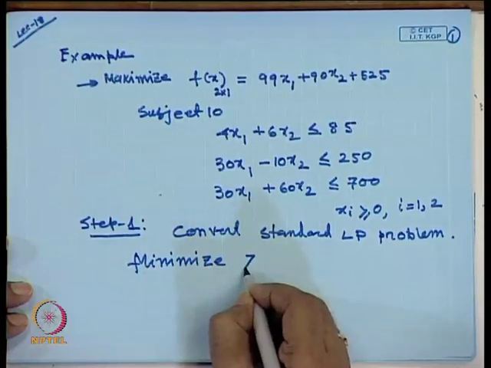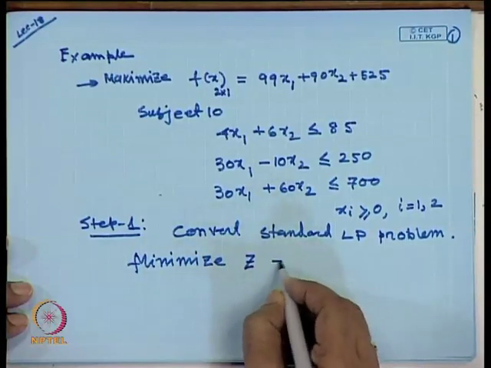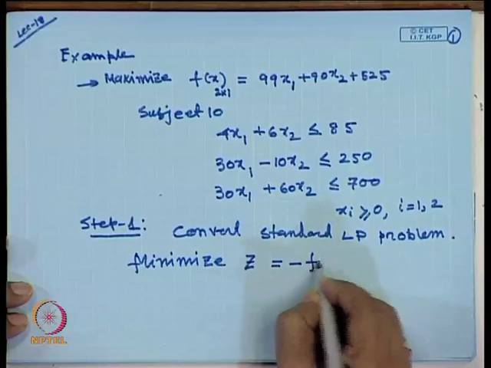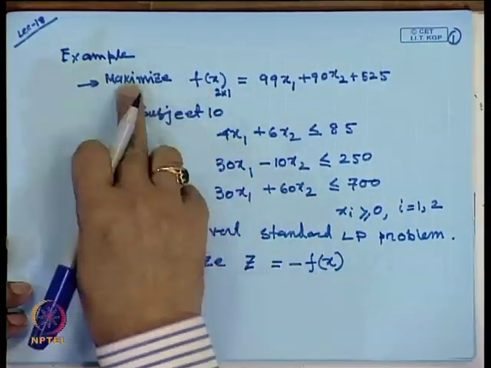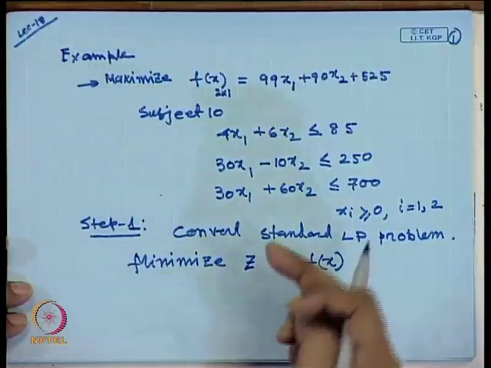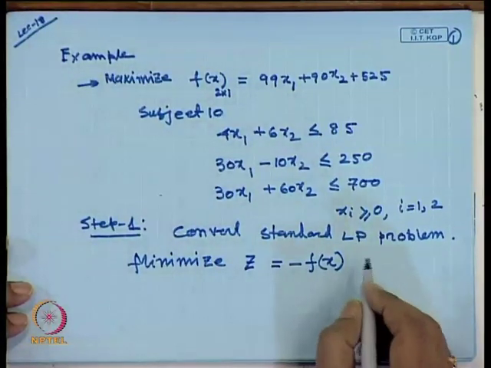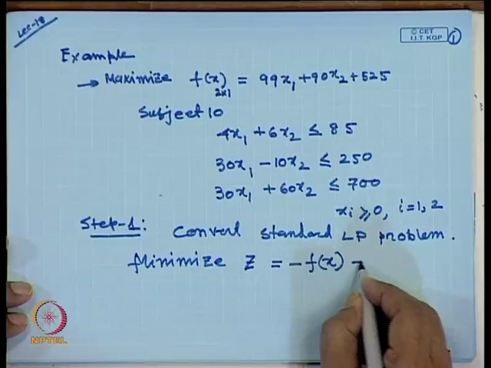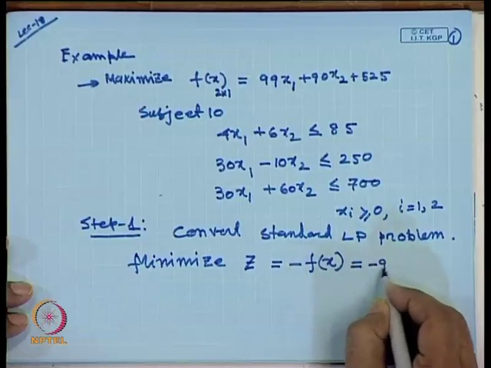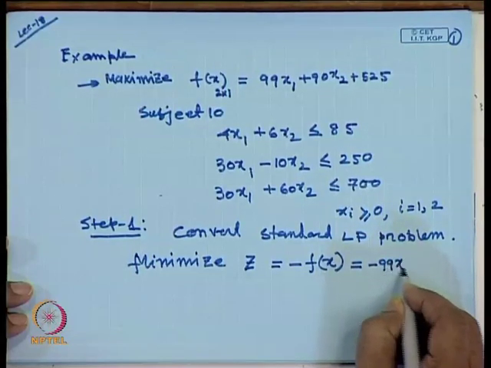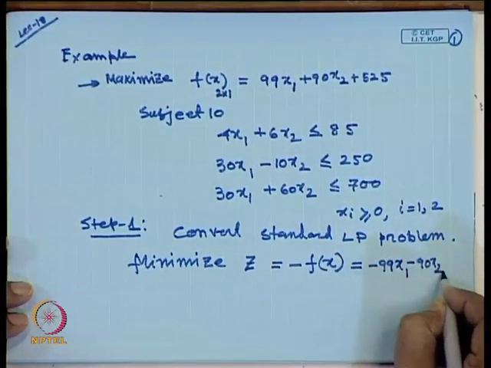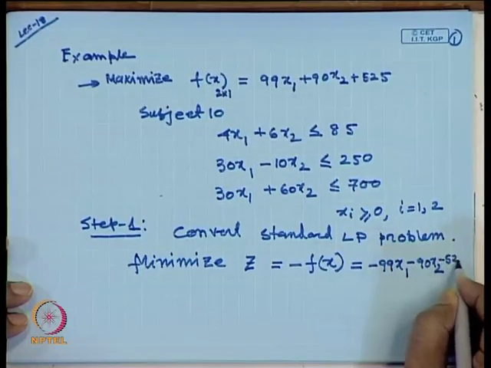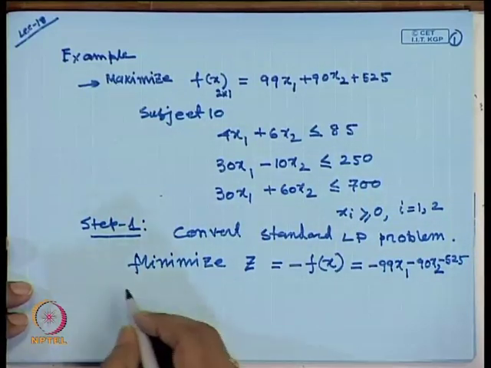Let us call z the function, which is nothing but minus f of x. f of x is the maximization, and with a preceding minus sign it becomes a minimization, which we have explained earlier. So this is nothing but minus 99 x1 minus 90 x2 minus 525, subject to the constraints.